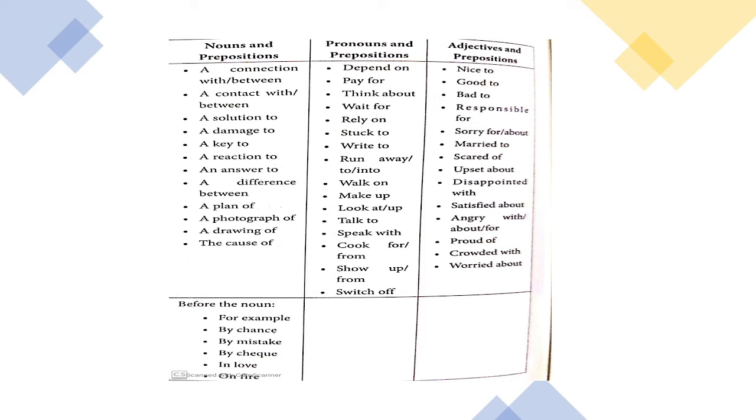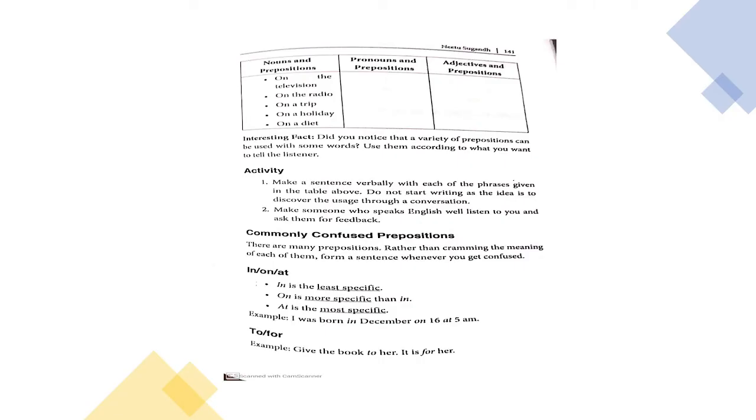For example, by chance, by mistake, by check, in love, on fire. These are examples you can also see: on the television, on the radio, on a trip, on a holiday, on a diet. Did you notice that a variety of prepositions can be used with some words? Use them according to what you want to tell the listener. So you have to do two activities. Number one, make a sentence verbally with each of the phrases given in the table above. Do not start writing, as the idea is to discover the uses through conversation. Number two, make someone who speaks English well listen to you and ask them for feedback.